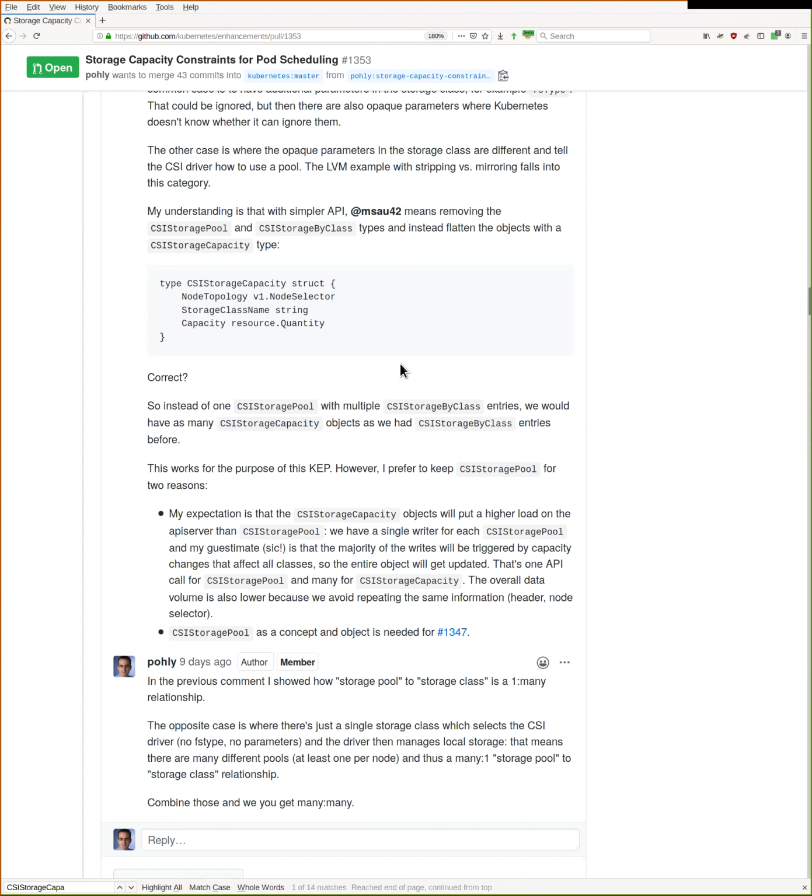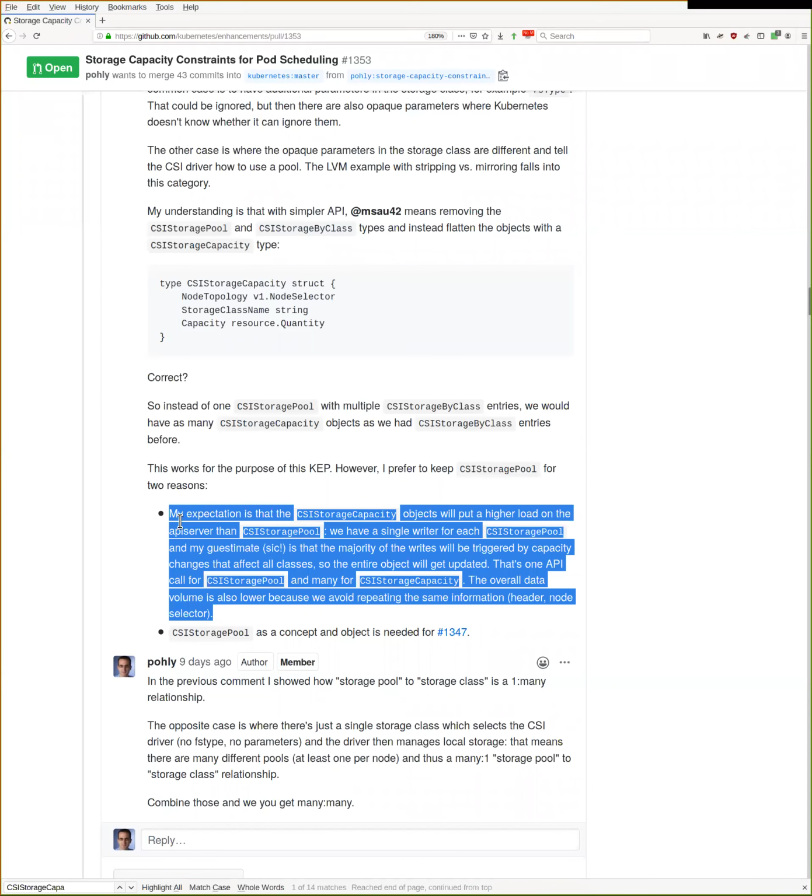So I agree that you need an object per topology, but the complication is if that single object has multiple storage classes in it. I'm not sure of the value of that, because the capacity we report is not going to be accurate already. So I'm not sure why having that sort of mapping really adds value. That's true.